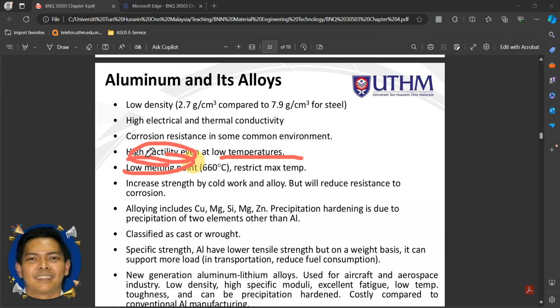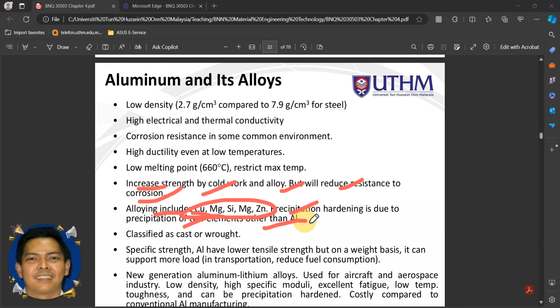Low melting point, meaning that it can be processed at a temperature of around 660 degrees Celsius with a restricted melt temperature. It can increase strength by cold work and alloying, but this will reduce resistance to corrosion. Alloying includes materials required in precipitation hardening, due to precipitation of two elements other than aluminium. So aluminium and alloy is classified as cast or wrought.